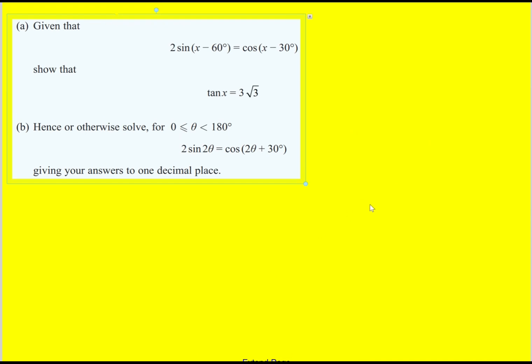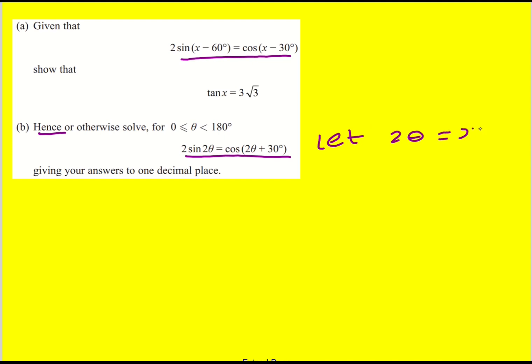Hence or otherwise, really we should be using the hence. For theta from 0 to 180, solve this. I've got to think, how is that related to the original? So what I decided to do is, it looks very similar. I just said, right, let's let 2 theta equal x minus 60 and see what happens. If I find out what 2 theta plus 30 is, then that's going to become x minus 30. So you can see they are the same thing, essentially.